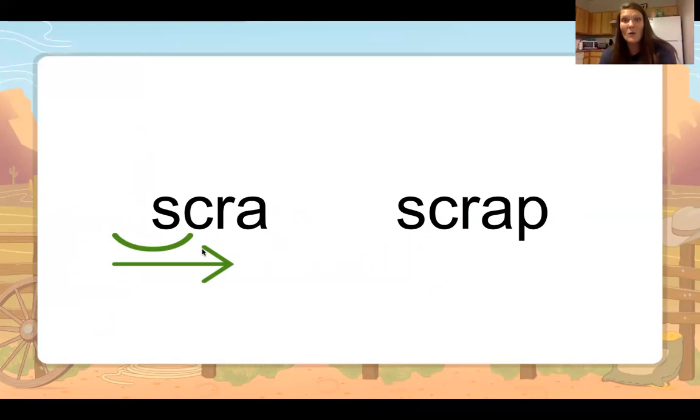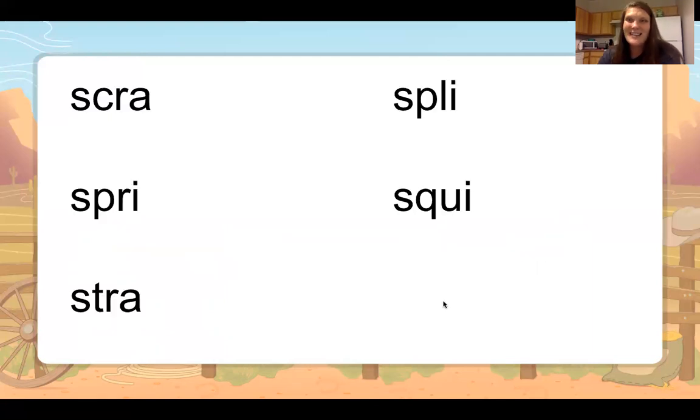And the same thing works with the 3-letter blends. You can still hear all 3 sounds. You're going to hear in SCR, you're going to hear S, the C, and the R. So SCRA says scrap, and SCRAP says scrap. Okay? And the marks aren't in exactly the right spot here.